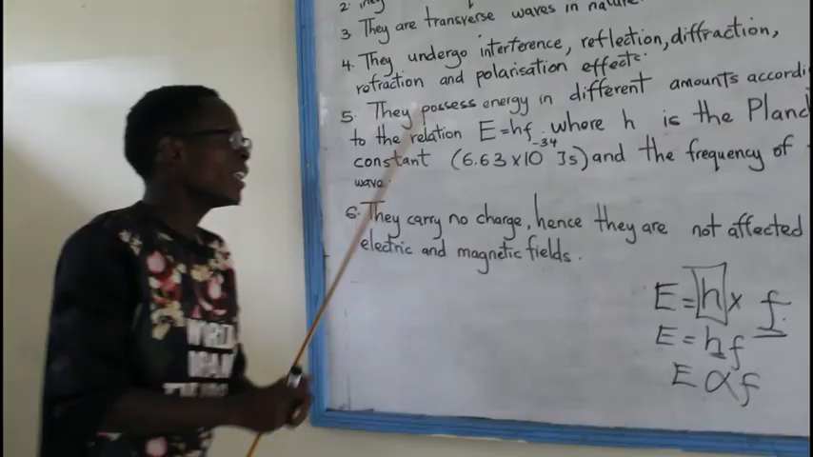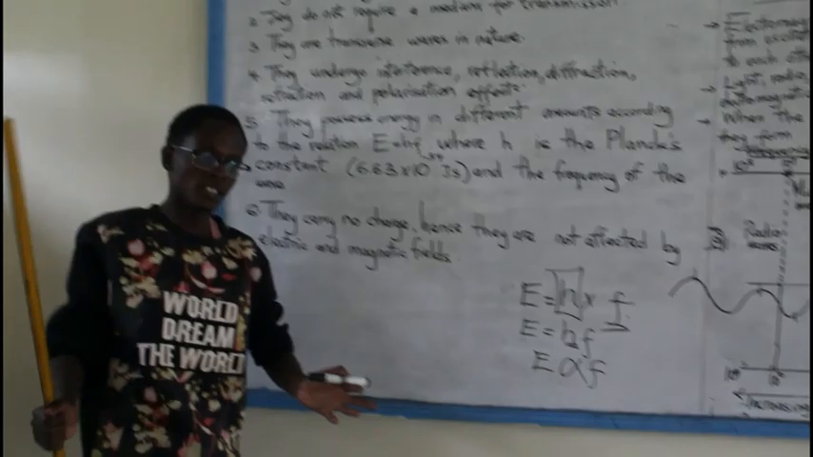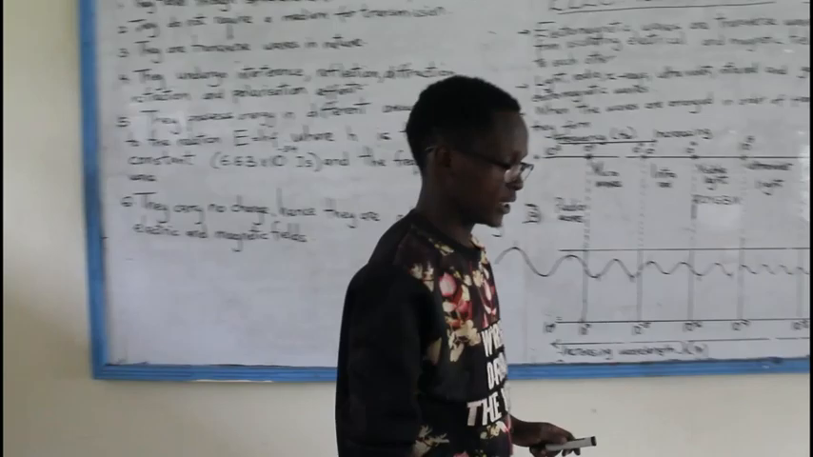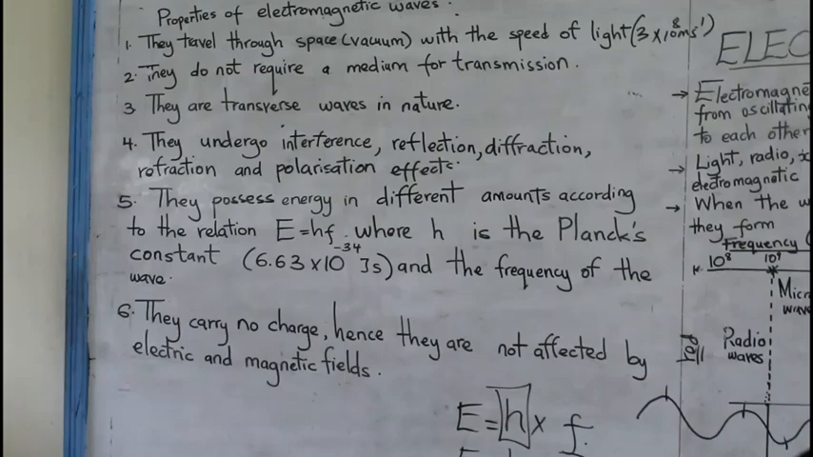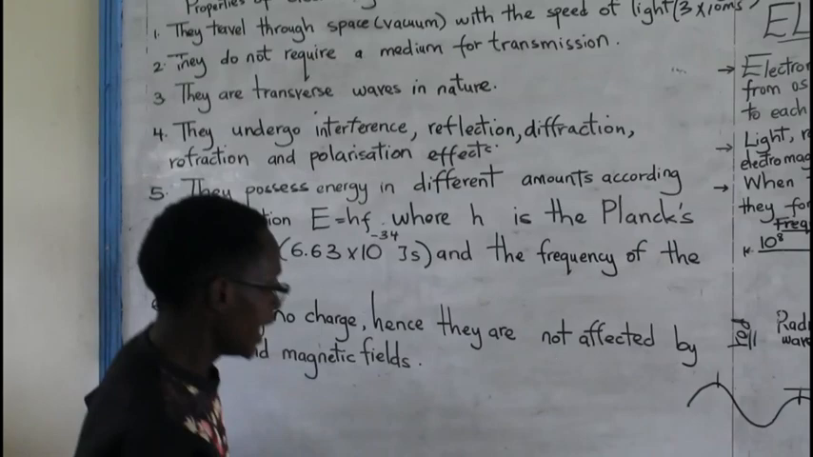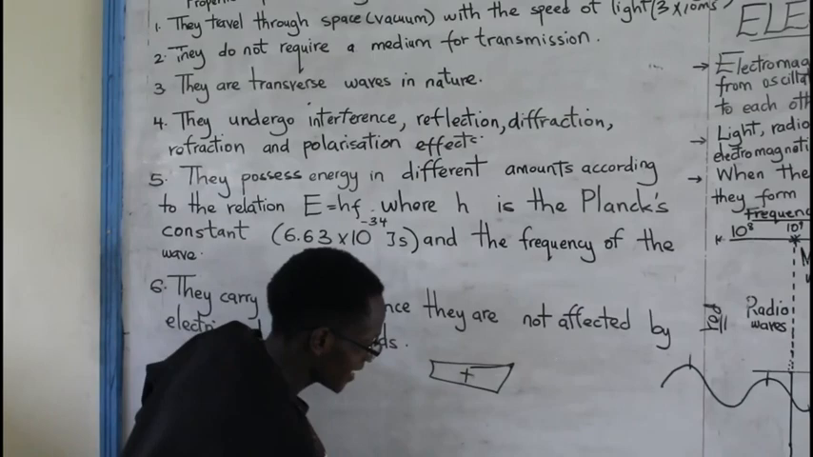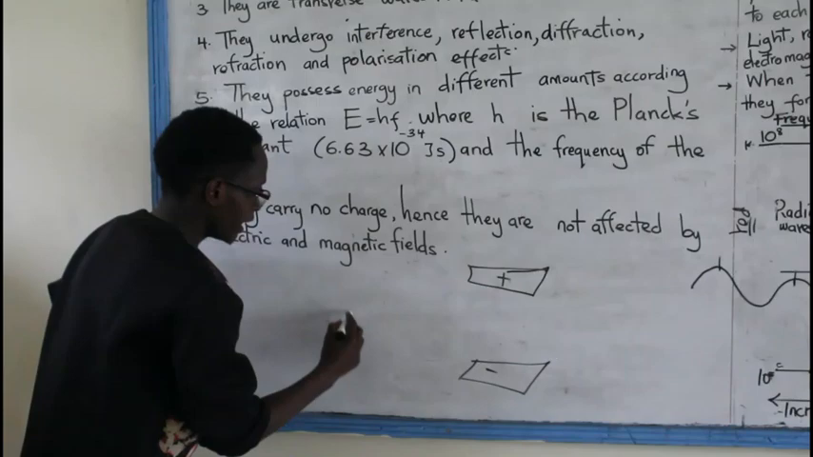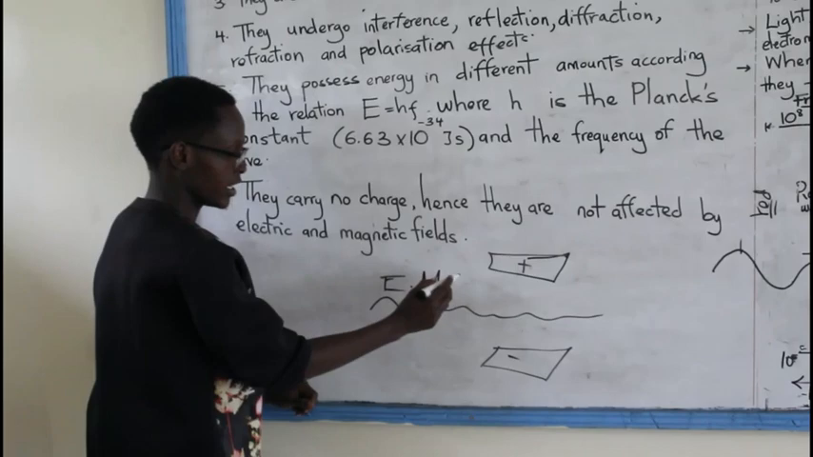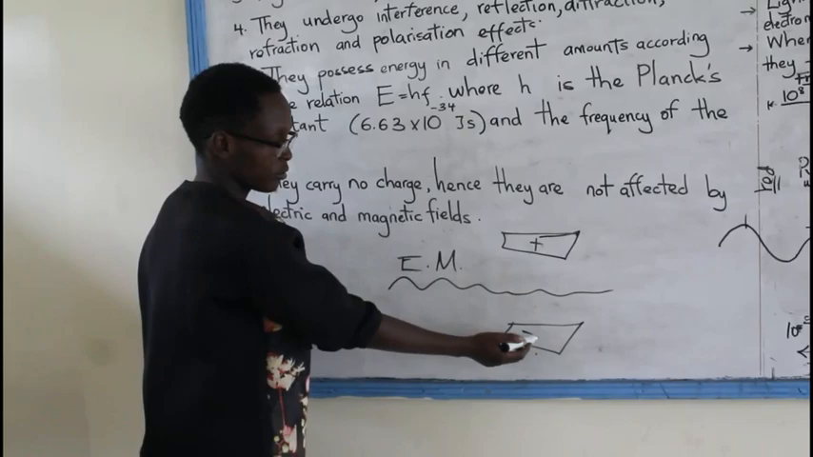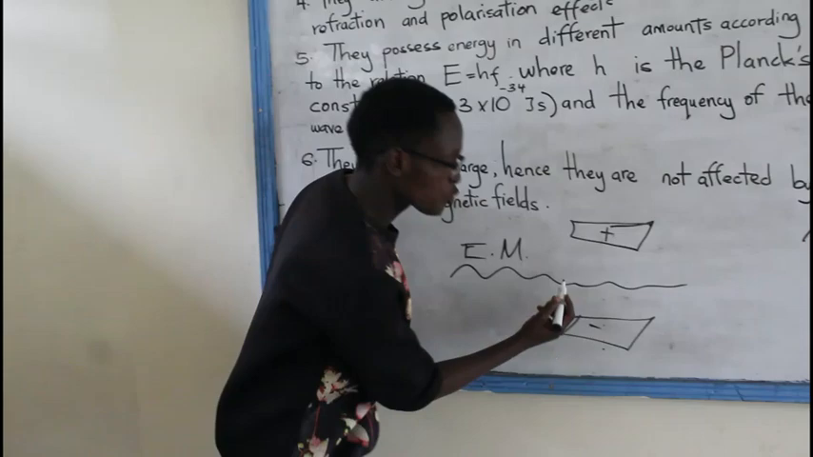Then the last property is that they carry no charge and are hence neither deflected by electric fields nor magnetic fields. Let's say I had a plate which is positively charged, and another one which is negatively charged, and I had an electromagnetic wave, I just used EM to mean electromagnetic wave, flowing between the plates. This one was positive and this one was negative. The waves are going to pass on and they are neither going to be deflected towards the positive plate nor the negative plate.